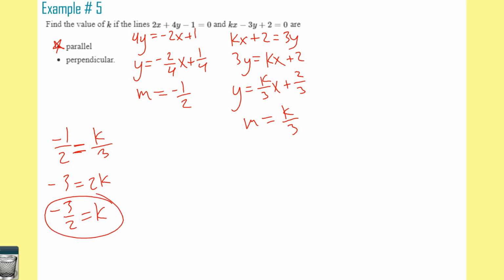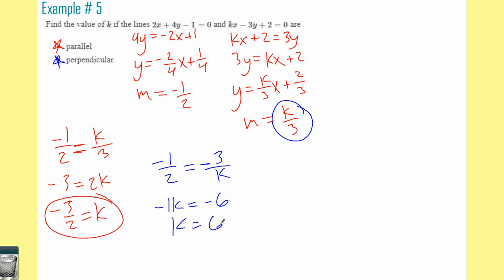Let's try perpendicular. If they're perpendicular, that means their slopes must be opposite reciprocals. For them to be equal, I need to take the opposite reciprocal of this one. So it's positive, so make it negative. And instead of k over 3, we're going to make it 3 over k. Cross multiply, negative 1k equals negative 6. So k equals 6. So that's the answer if they're perpendicular.